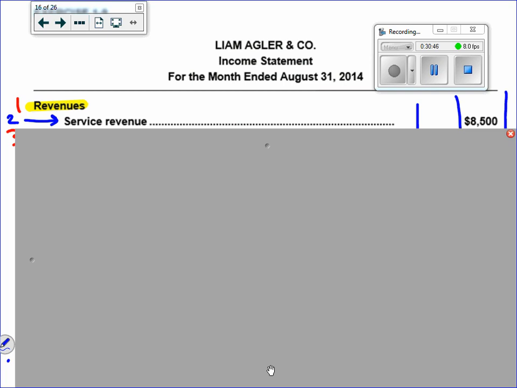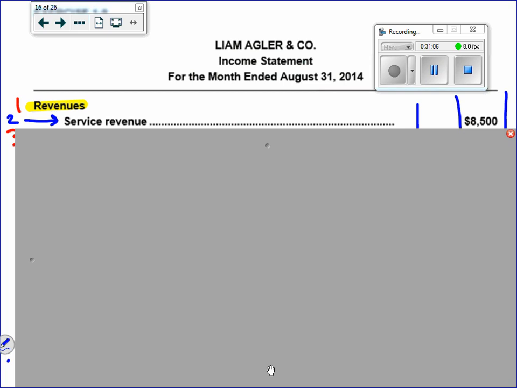We don't have any other service revenue. That was it. We totaled it. What if we would have made money a couple different times? We would have taken the full total. Like let's say later in the month we would have gotten another $1,000. We'd be putting $9,500 right there. You're just taking the totals.